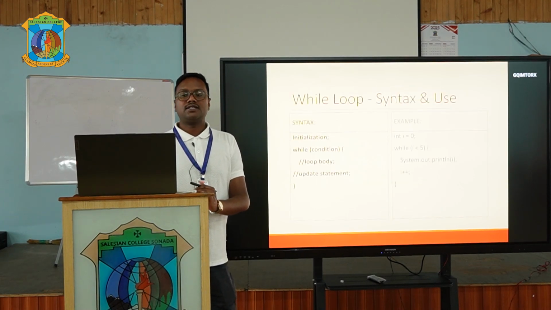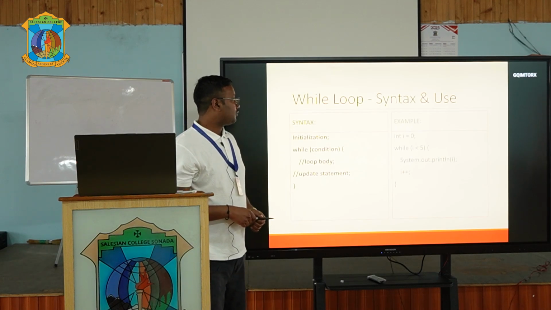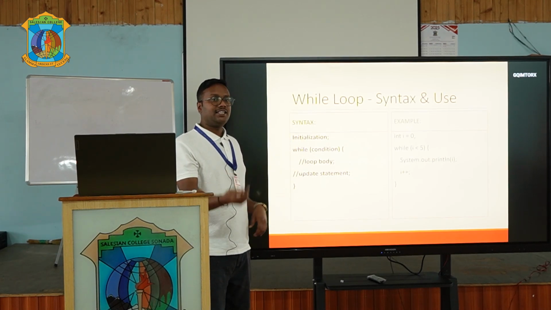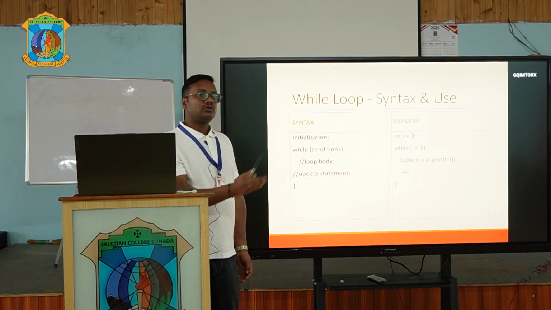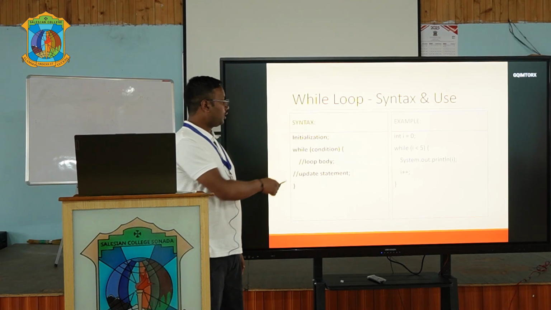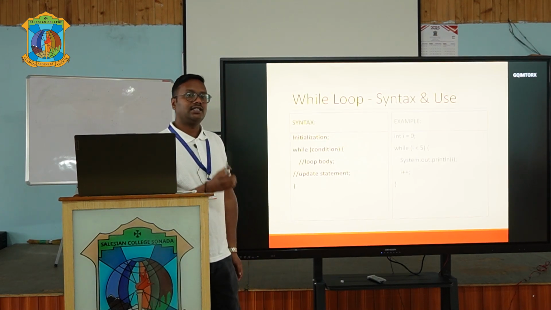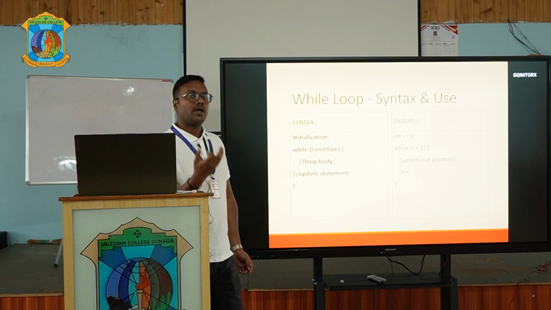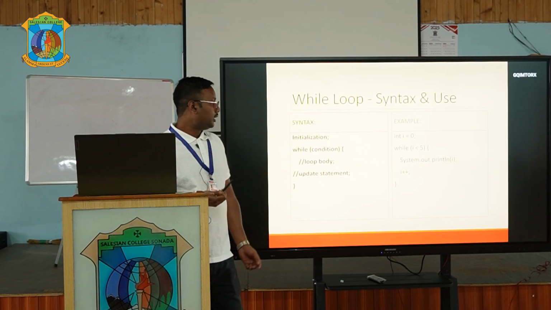The other loop is the while loop. The basic syntax of a while loop is as follows. First, we need to specify the initialization. Note that the initialization is done outside the while loop. That means before starting the while loop, we first specify the initialization condition, that is the starting condition, right, from where we should start the loop.